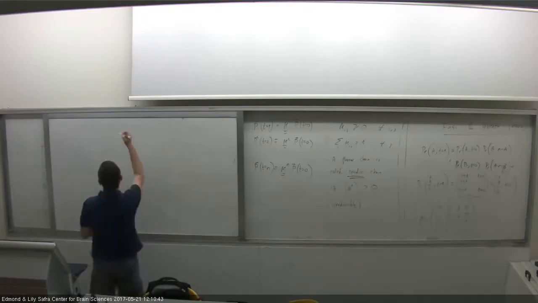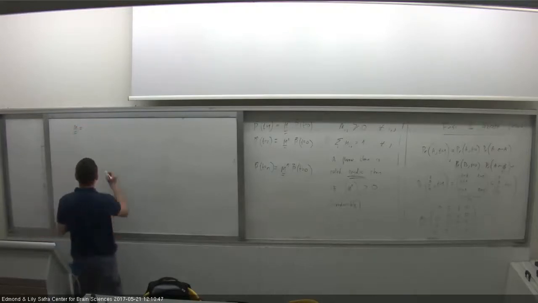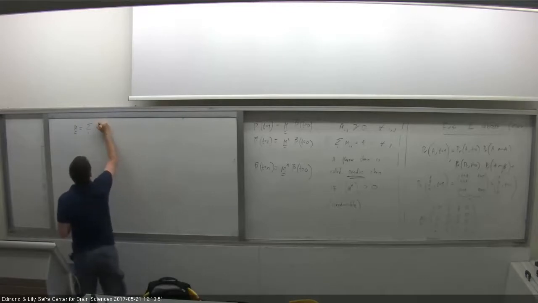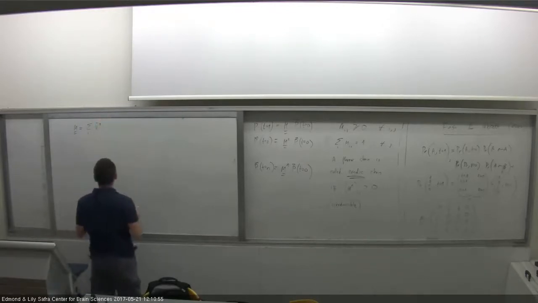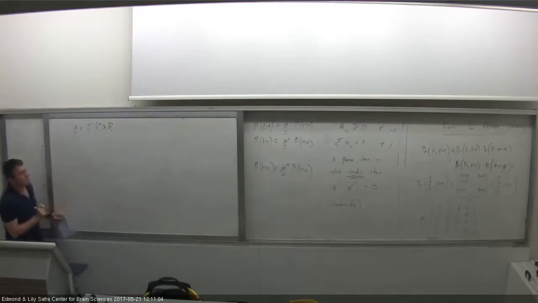So M can be written as a sum over all the eigenvalues and eigenvectors of the matrix M, right?